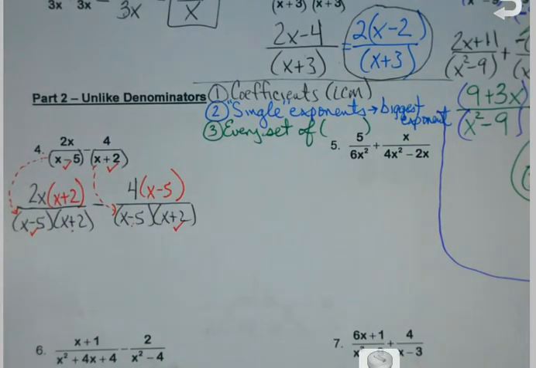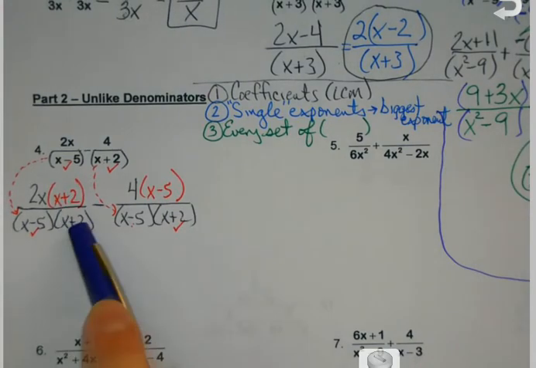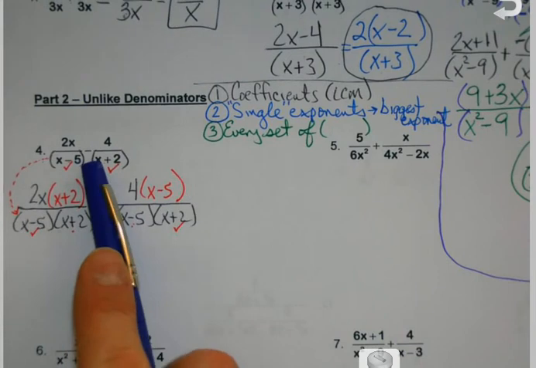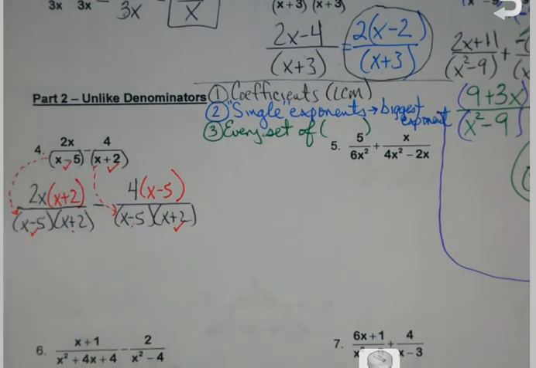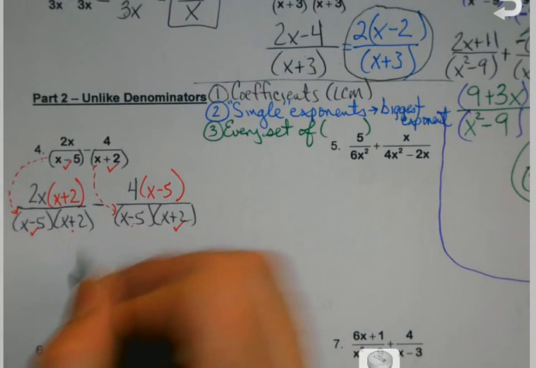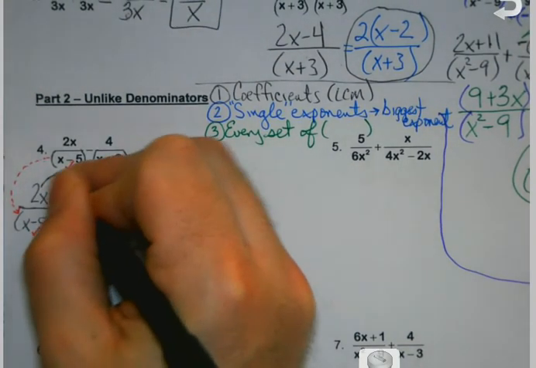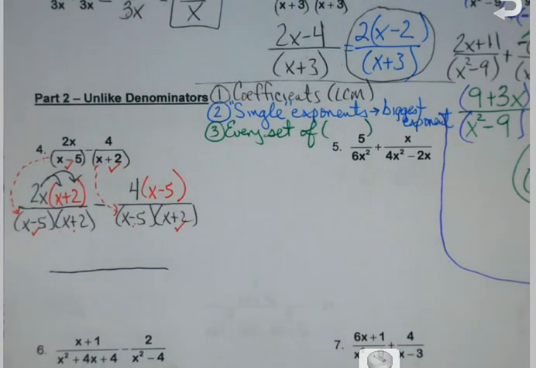And Michelle brings up a good point. We're so used to at this point saying, ooh, I see the same things here. I'm going to cancel them. Well, here's my problem. If you do that, you're going to end up back at the original problem. That was kind of a waste of time then. So here's what we're going to do instead. We've got to simplify this down to one fraction. So we're going to do some distributing. We're going to clean this up.